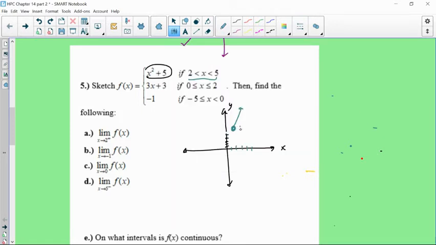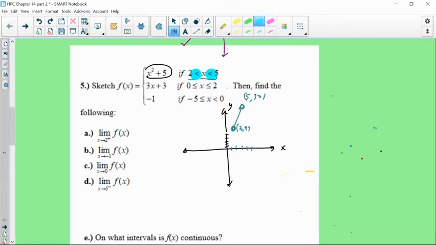So 2, 9 is where the parabola starts, but because it's strictly greater than 2, I don't fill it in. And then all the way up to 5, and 5 squared is 25, plus 5 is 30. And so way up here, I have another open dot at 5, 30. And again, it's an open dot because I'm not equal to that value, right? It's strictly less than or strictly greater than, depending on how you are reading that inequality. So strictly greater than, those indicate open dots.